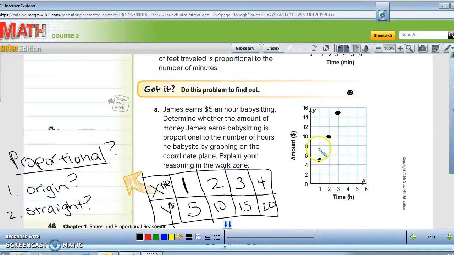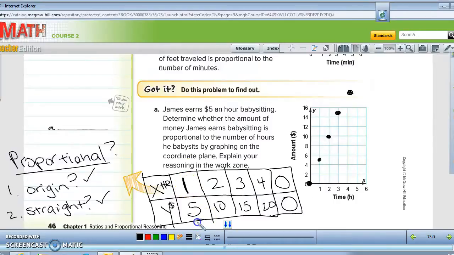Right now, my line is not touching the origin because I don't have anything right here. But go back to the question. The only reason it's not on my graph is because I didn't put it in my table. So go back and think about it. If James earns $5 an hour for babysitting, if he works 0 hours, he's not going to earn any money. He's going to earn $0. So there would be a point here. So does it go through the origin? Yes. And is it straight? Yes.